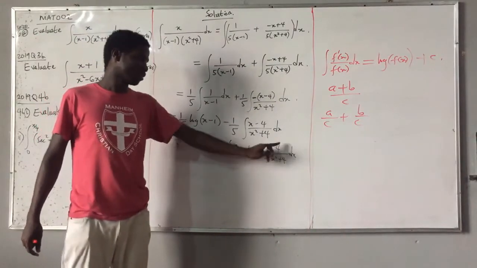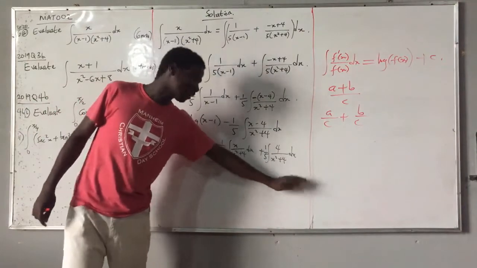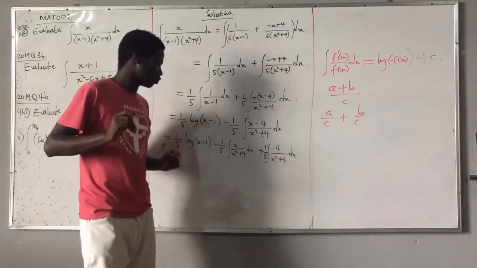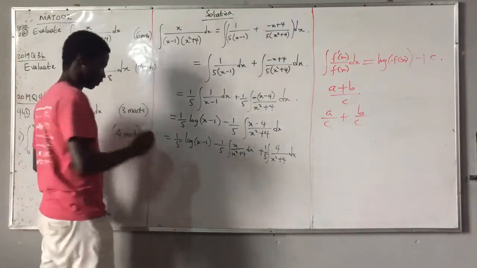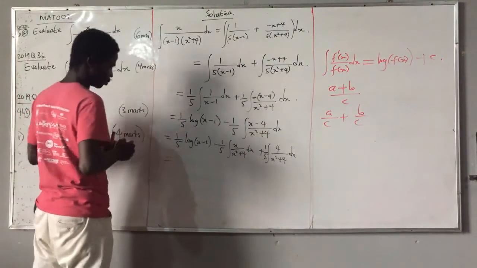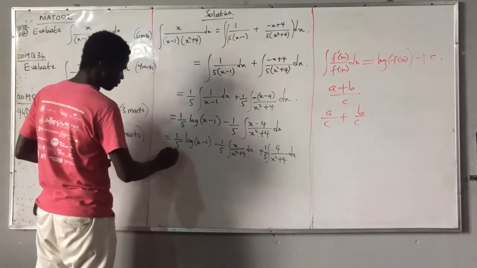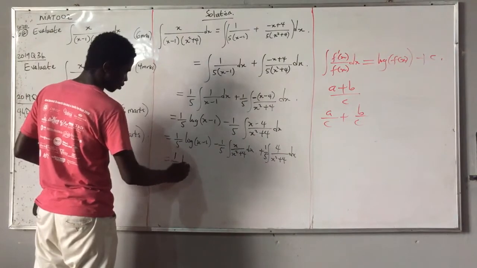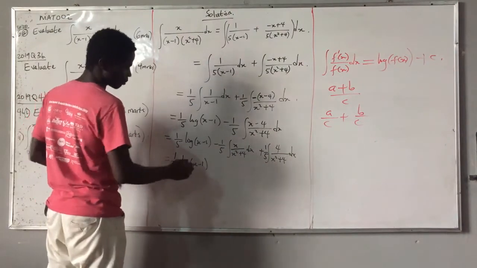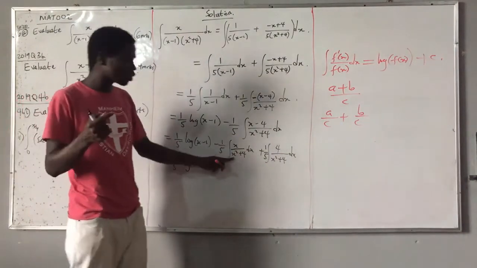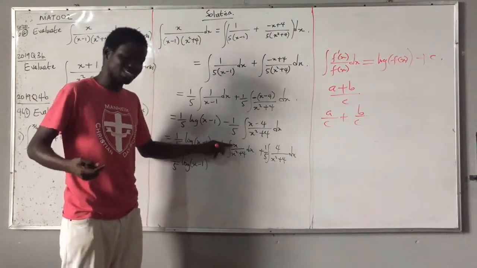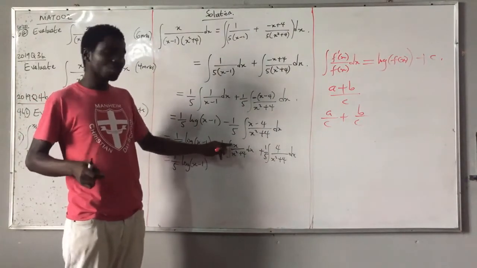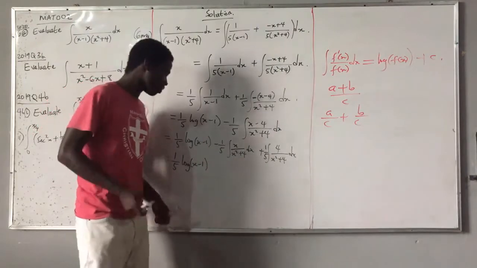So 1 over 5, 4 over x squared plus... So that is what I have here. What will be the next thing now to do? To round off this question, this will be equal to 1 over 5 log of x minus 1. Now, if you differentiate the denominator here, you have 2x, but I have x here. So what am I going to do? I will multiply and divide by 2. That's all I want to do.